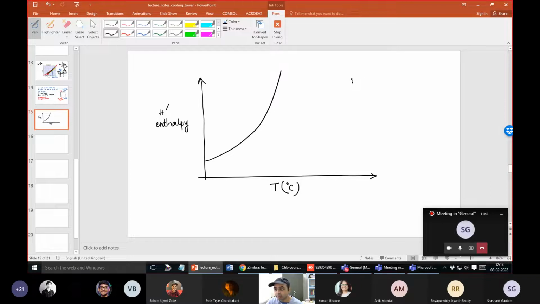You already know the formula for the enthalpy. That is H prime is equal to 2500, isn't it? Multiplied with delta T. So either you use this formula or you get the information from the psychrometric chart. Is this clear to everyone?